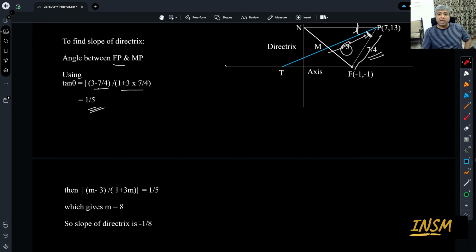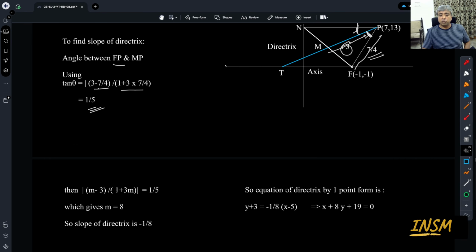So this will give you two values. One will come out to be 7 by 4 again, and the other value of m you get as 8. So we get that the slope of NP will be 8. So the slope of its perpendicular will be minus 1 by 8. Now we know the coordinates of N and also its slope. So using the one-point form, we can write the equation of directrix. So the equation of directrix from the one-point form would come out to be y plus 3 equals minus 1 by 8 into x minus 5, which on simplifying gives us this equation.